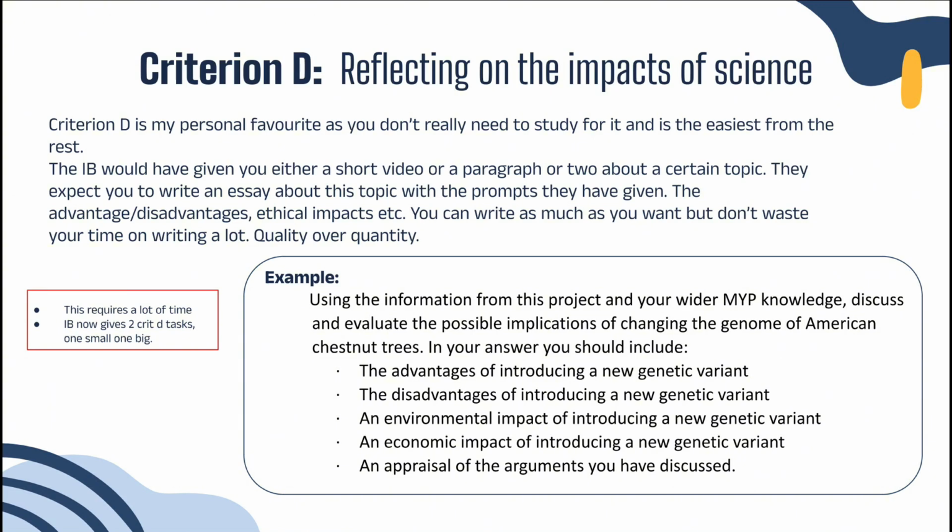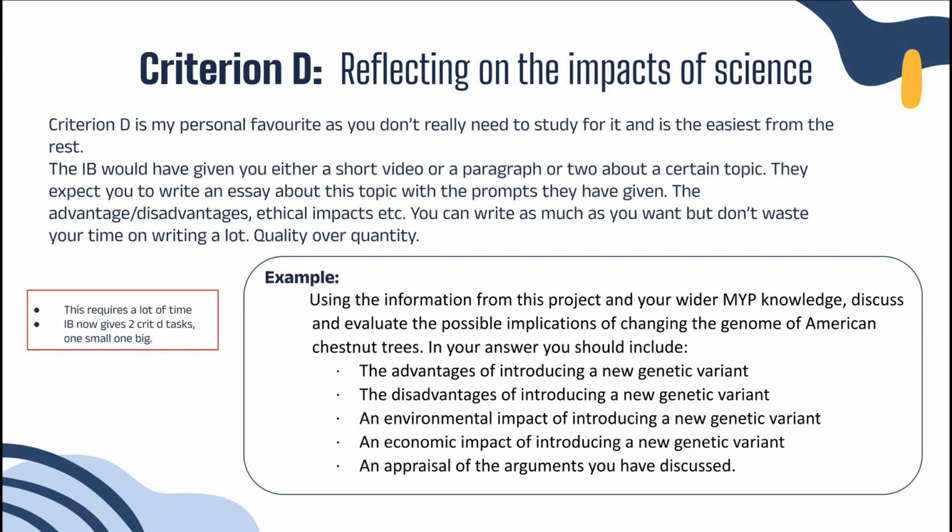Personally for me, the IB would give you either a short video or a paragraph or 2 about a certain topic, and they would expect you to write an essay about this topic with prompts they have given, like about the disadvantages or advantages, the ethical impacts, etc. You can write as much as you want, but don't waste too much time on writing a lot, because always quality over quantity. So don't waste your time writing like 500 or 1,000. Okay, 500 is enough, but not like 1,000 words, because usually criterion D is very time consuming.